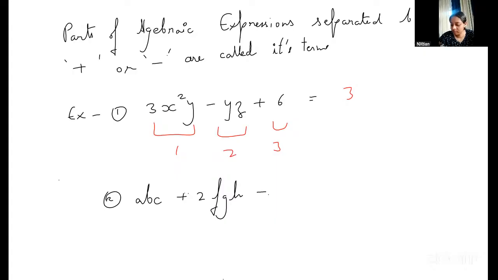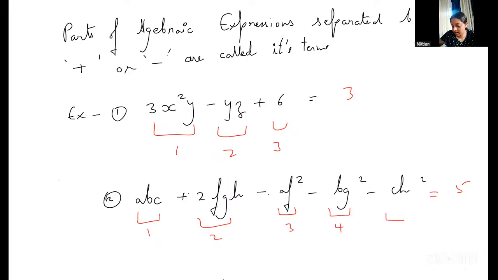Ma'am, can I see the term? Yes, Abraham. How many terms? Ma'am, 5. Five terms. Yes. This is the first, second, third, fourth, and fifth. Five terms.